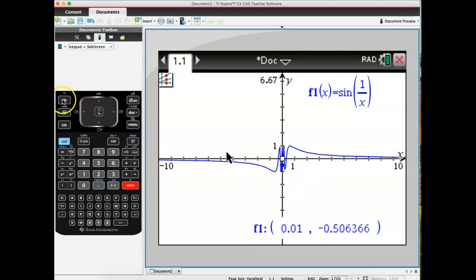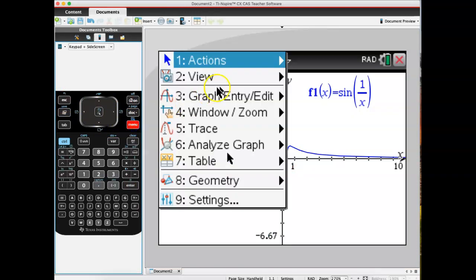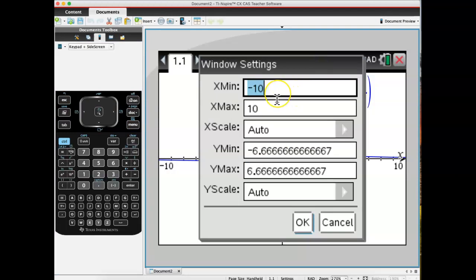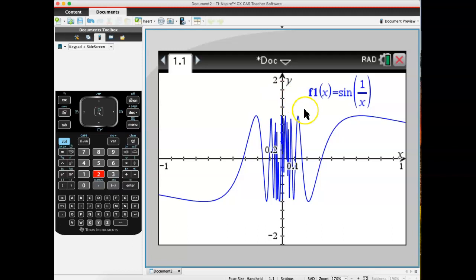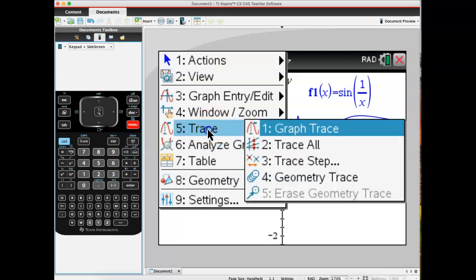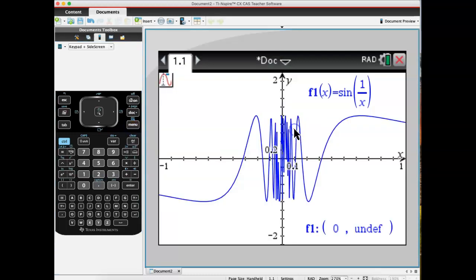Well, let's escape out of the tracer. Let's go menu and change our window settings and really zoom in here. Let's go from -1 to 1, and by the height, I'm going to go -2 to 2. And whoa, looks kind of wonky there. As I'm trying to trace it, it still looks like it goes through 0. Let me try to trace this little bugger again, trace the graph. At 0, it gives me undefined.